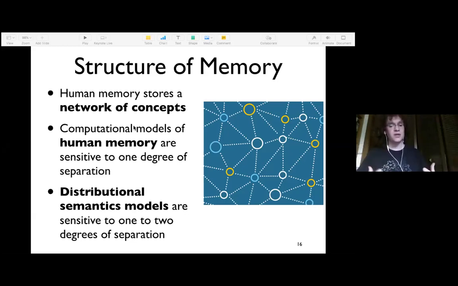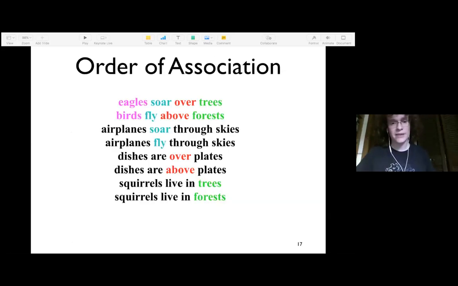So this sensitivity to 2 degrees of separation between things becomes very important for processing language. What I'm going to be exploring here is what happens when you modify a distributional semantics model to be sensitive to higher degrees of separation. What happens if it's sensitive to 4th order associations, 6 degrees of separation, 8 degrees of separation, and so on. If it's a little bit unclear at this point what I mean by that, I'm going to give you an example. All right, so let's say we have this set of 8 sentences here.